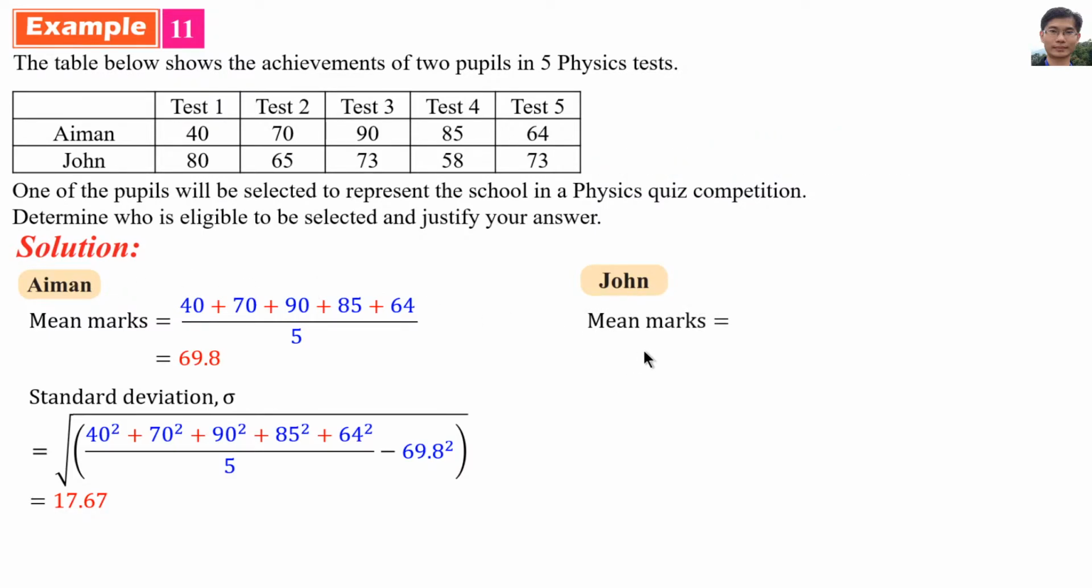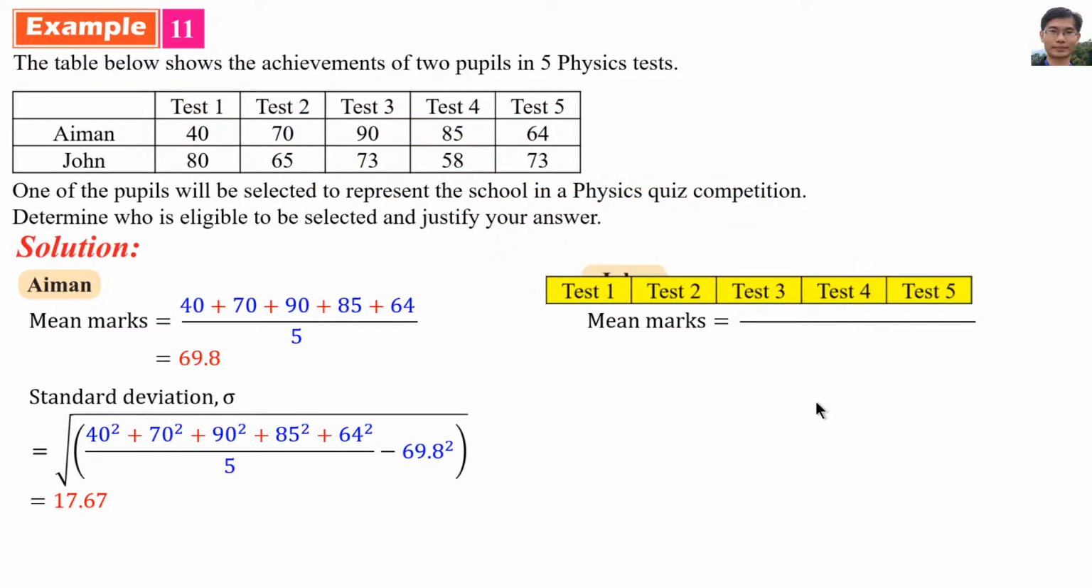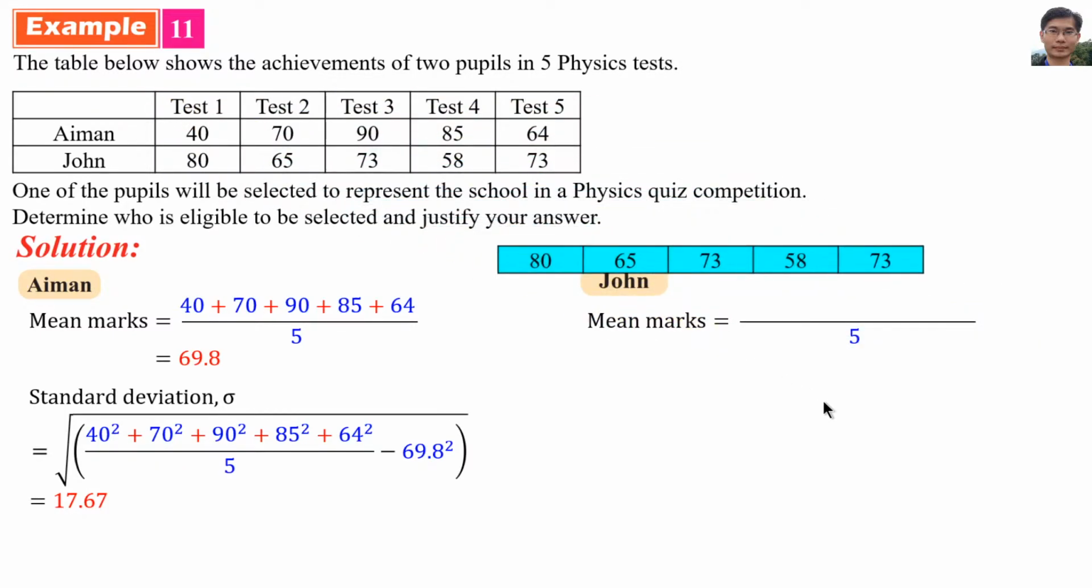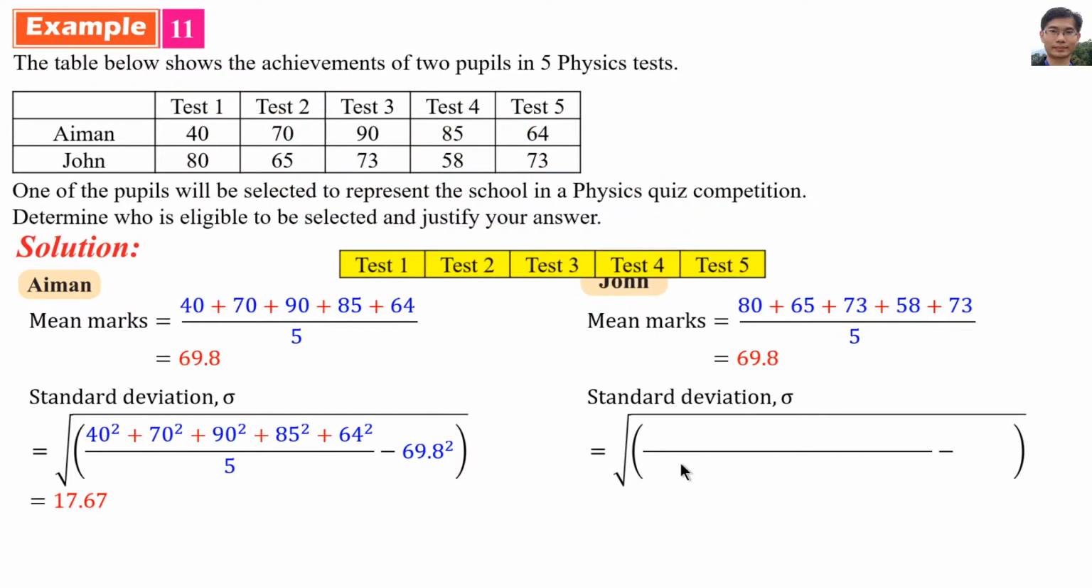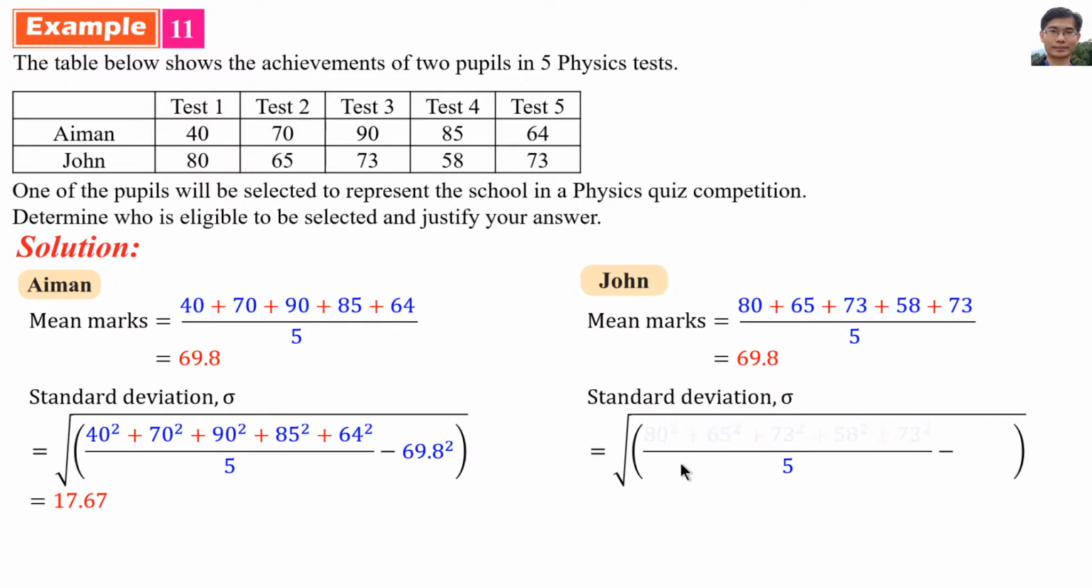Okay, we do the mean for John. If we calculate, we still get the same answer, 69.8. So if we just look at the means, we will think that Iman and John have the same level. But actually, if we calculate the standard deviation, we find that John's standard deviation is only 7.574.